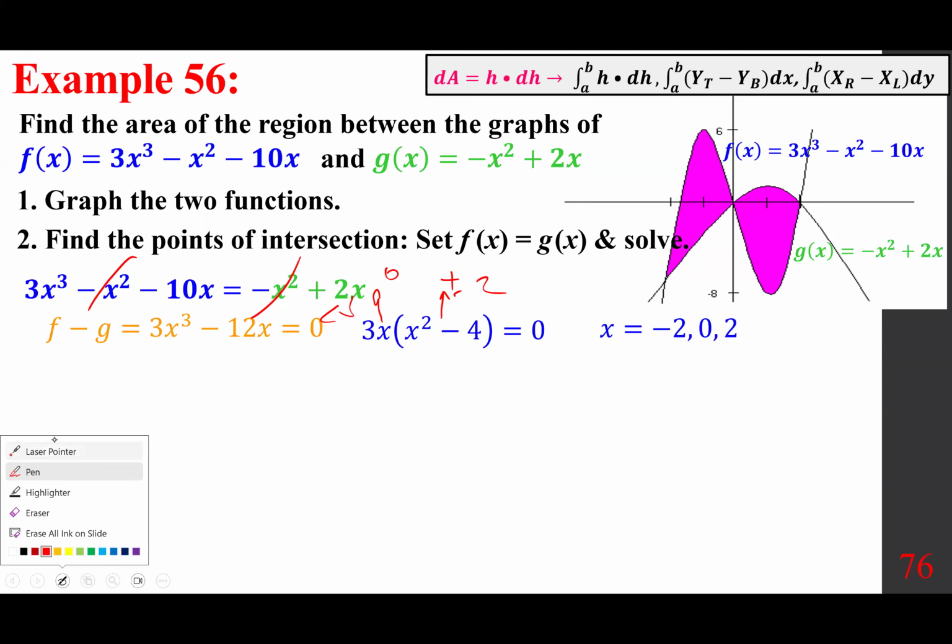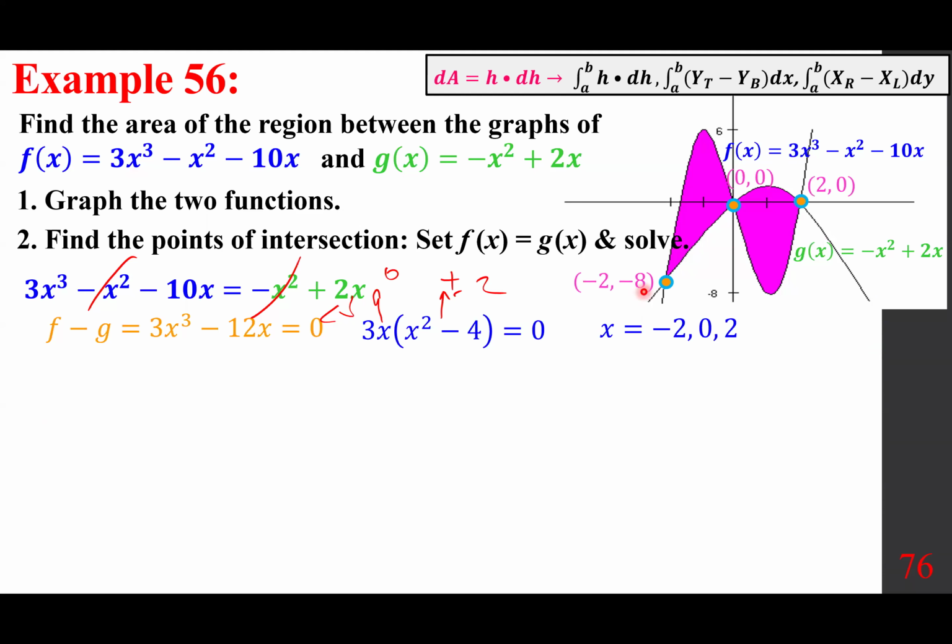So therefore, points of intersection. And what you do, you put them into either g or f, in fact, into both of them to double check, and we get the following pairs. This is -2, -8. This is 0, 0. This is 2, 0. And we evaluate the integral, noticing that it's y of the top minus y of the bottom times dx, because in each case, one is at the top of the other.